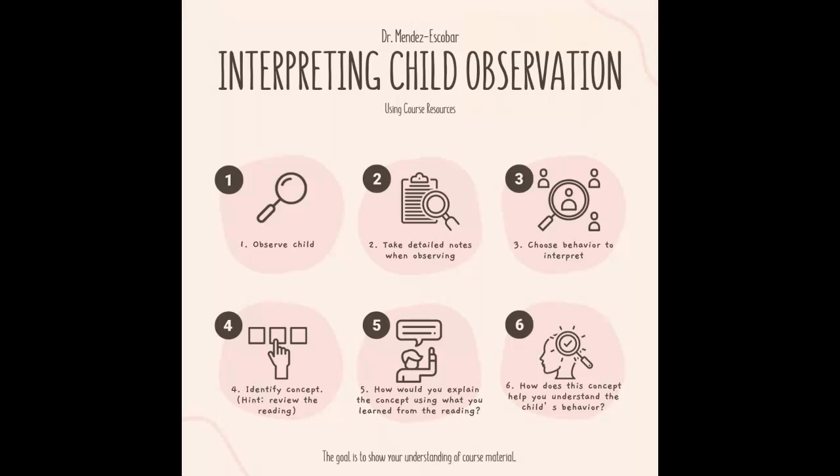Whenever you're going to go through steps 3, 4, 5, and 6, you want to make sure that first you have done your reading. It is going to be really difficult to do these steps if you have not completed your readings. So once you've identified the concept, then you can move to step 5, which is how would you explain this concept using what you learned from the reading? So if it is a theory, you read about the theory, now in your own words, explain the theory.